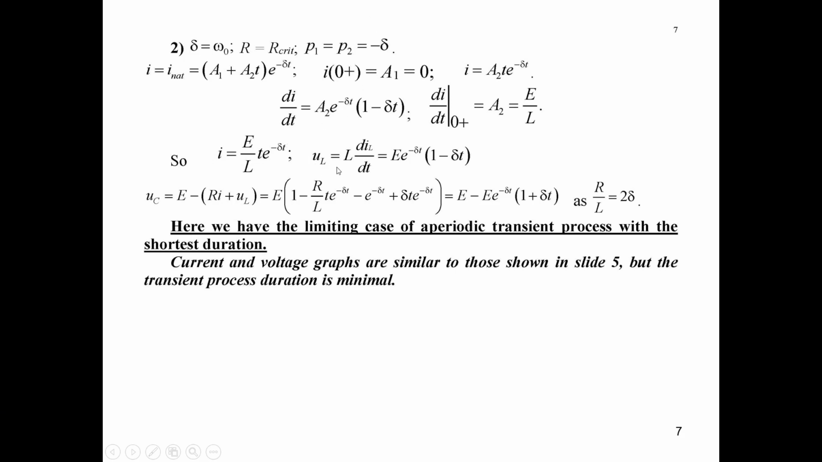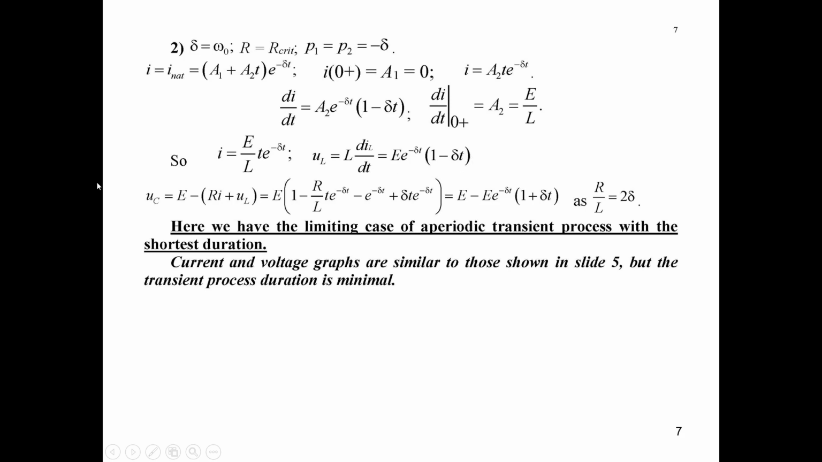And from here we can also obtain the expression for the voltage drop across the inductance. It will be L dIL by dt. If we take the derivative from this expression, it will be E over L multiplied by L, so just E, multiplied by the derivative of the product of these two functions, the same way as here. Yes, it will be 1 minus delta t.